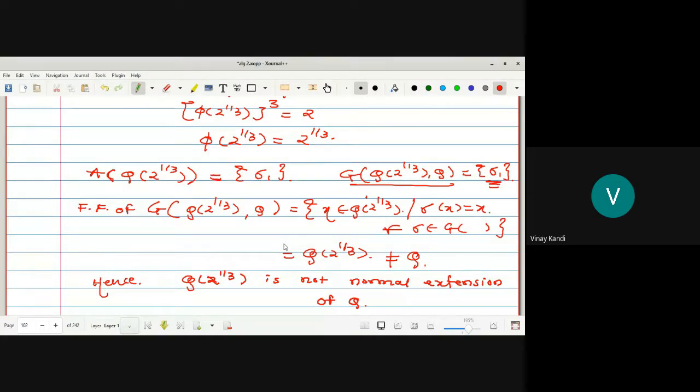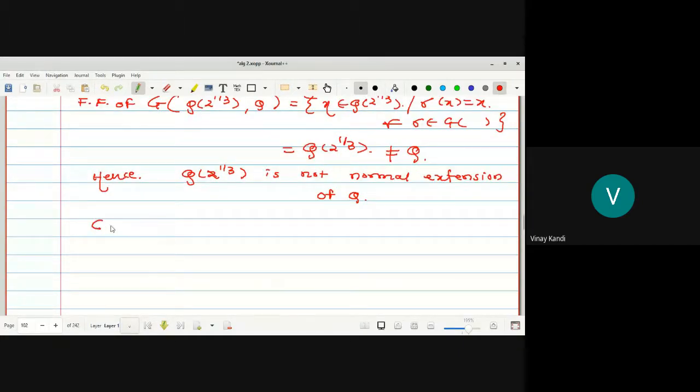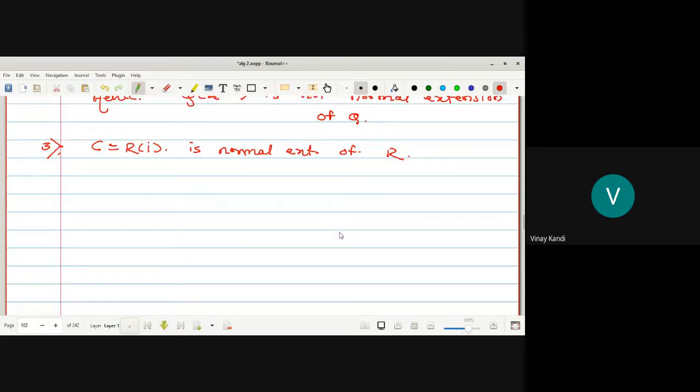C over R is a normal extension, which is the third example. Is C over R normal? Why? This is R, this is C. Okay, that is the extension C over R.